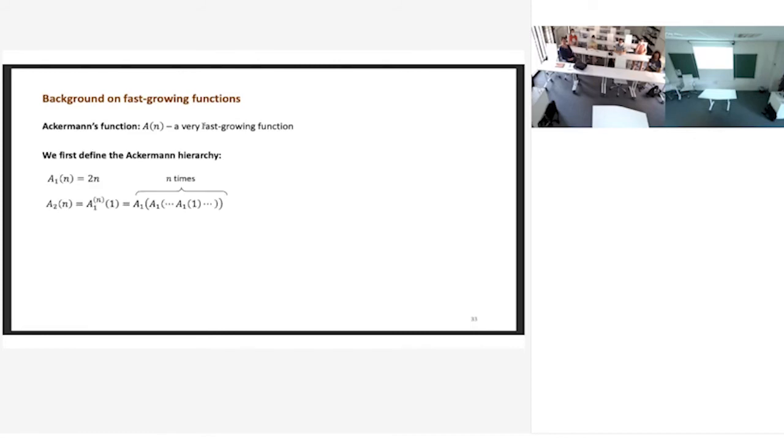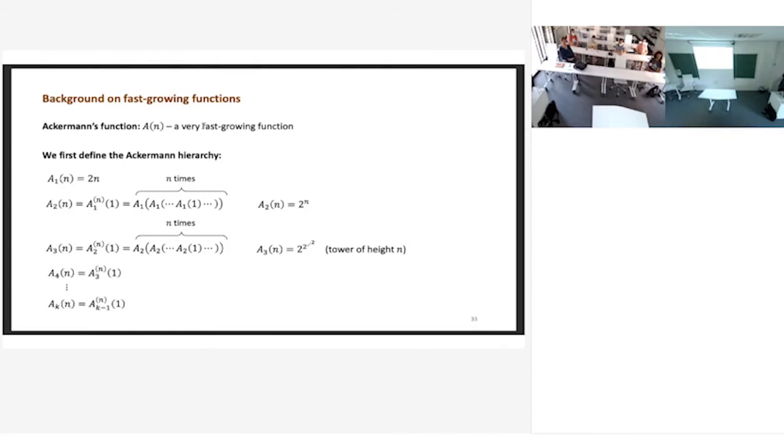So it's like this. The first function you define, a1 of n, as 2n. Then a2 of n is, given n, you apply the previous function n times, starting with 1. So you get 2 to the n. Then the third function, you apply the second function n times. So given n, you get 2 to the 2 to the 2 of height n. And a4, a5, and so on.